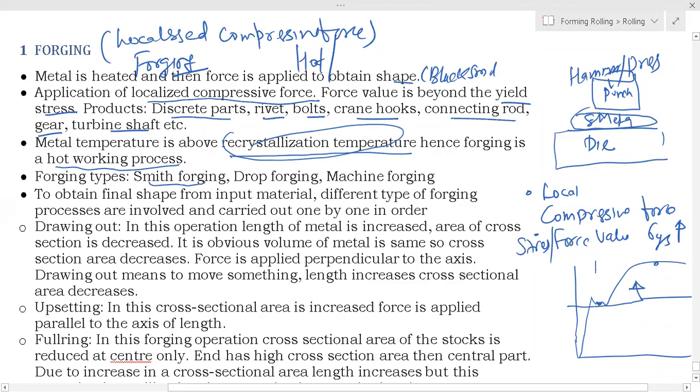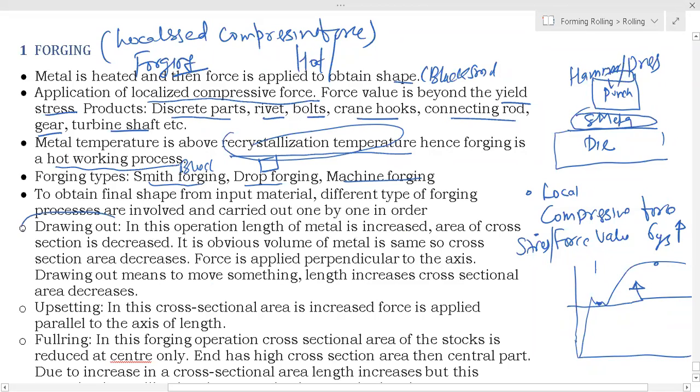Forging types are smith forging, drop forging, and machine forging. Smith forging means blacksmithing. Then in drop forging, you have to apply a drop hammer or press. And in machine forging, you have to continuously apply force by machine. To obtain the final shape from the input material, different types of forging processes are carried out one by one.